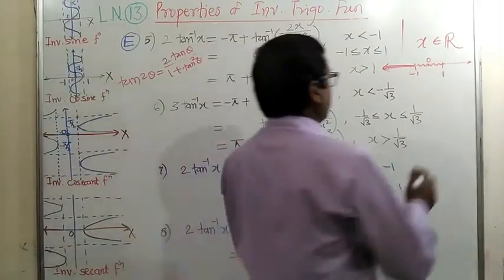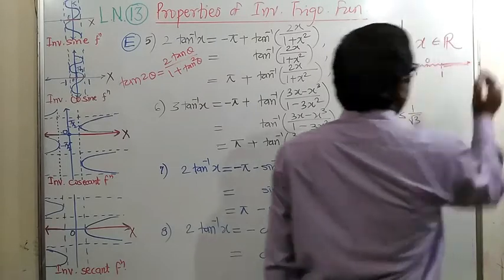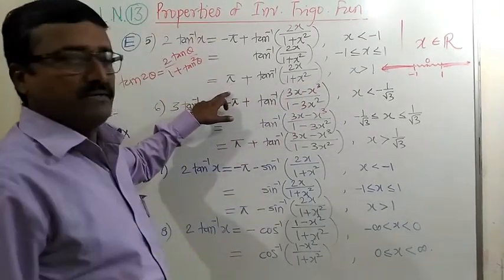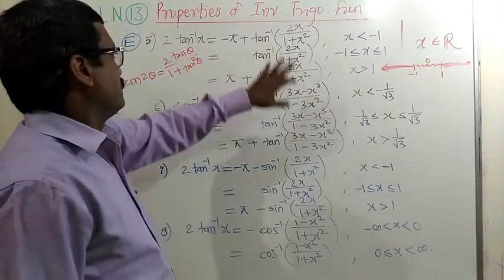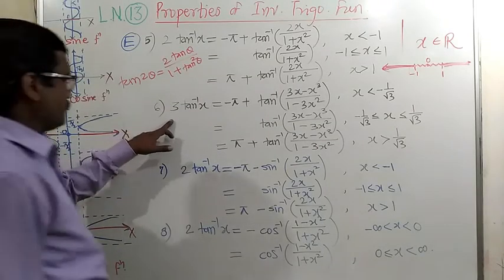But when x is greater than 1, then for that interval x greater than 1, we will add pi in the same formula. Okay, let us see this sixth one.